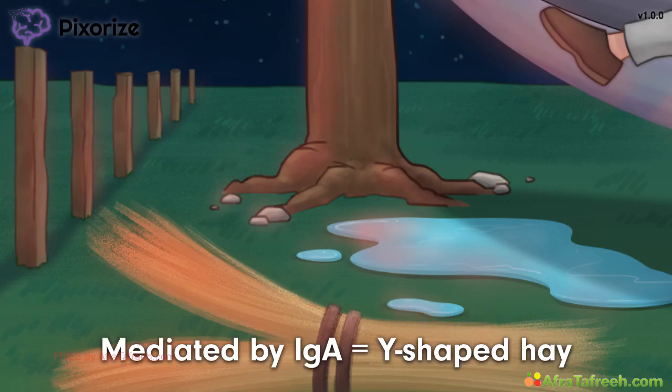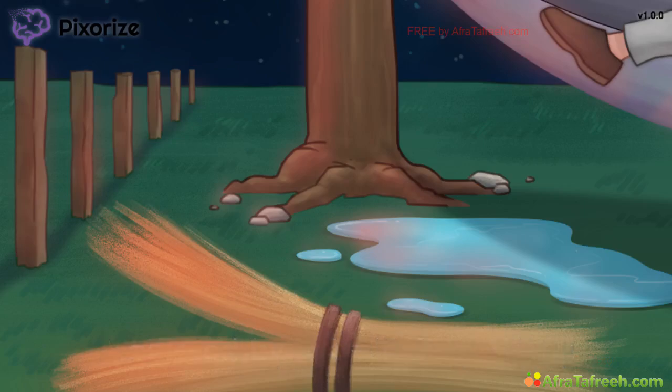HSP is actually an example of type 3 hypersensitivity, caused by the deposition of circulating immune complexes of antibodies bound to antigens. The antibody that forms these complexes is IgA, which you can remember as these Y-shaped hay bales here.